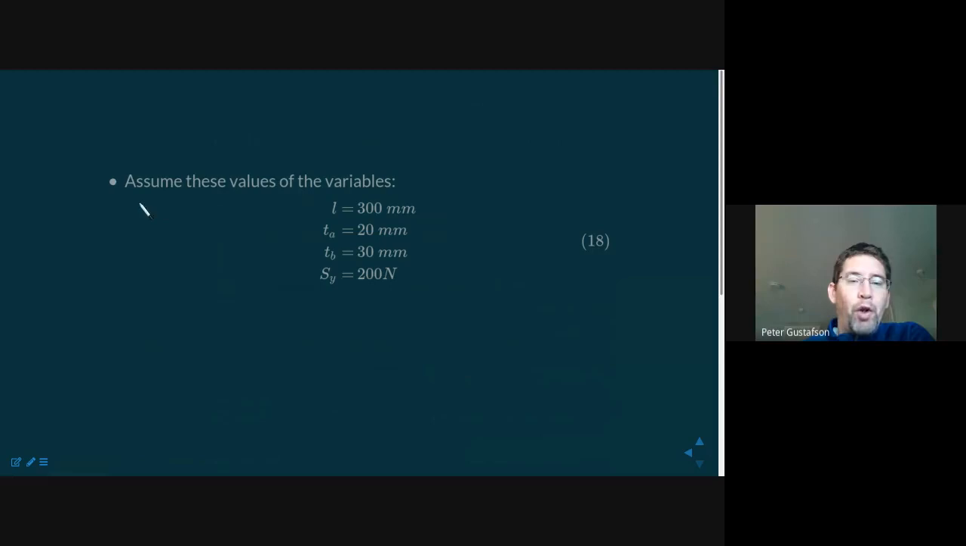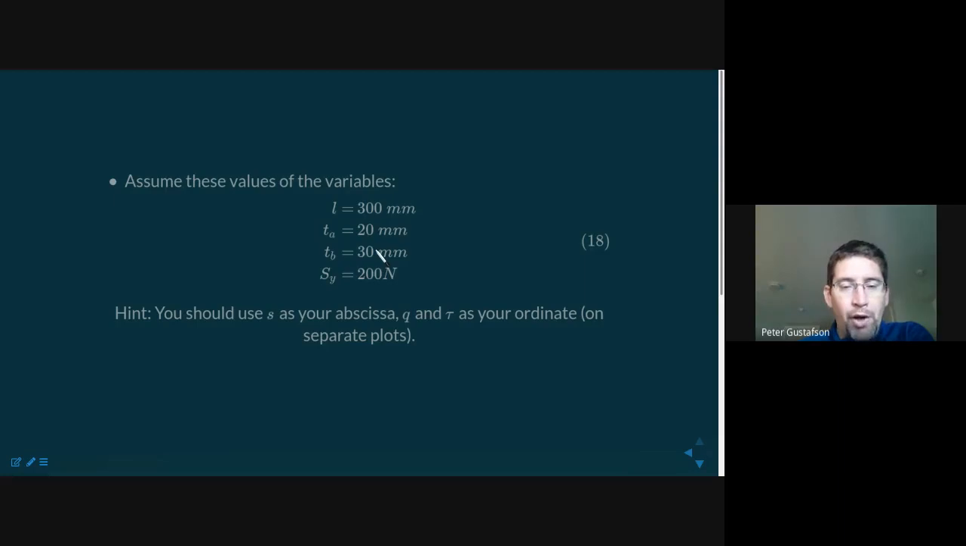For the sake of argument, we will eventually assume some values on these variables, although we don't need to for the time being. We will find that this is a 300 millimeter by 20 millimeter thick section. So the two thicknesses are 20 millimeters and 30 millimeters. The overall length L is 300, and of course there's 3 times that, so 30 centimeters. This is going to be a big section with a relatively low load, 200 newtons, but that's not really critical. We're going to do this predominantly with the variables so you can see it without losing its physical interpretation.